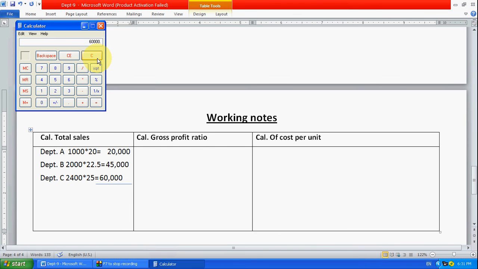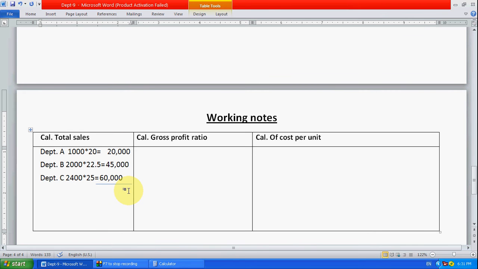Overall how much? 60,000 plus 45,000 plus 20,000, overall 1,25,000. So how much are we getting? We are getting 1,25,000. Now these 1,000, 2,000, 2,400 are the purchase units, so we have already multiplied them with the sales cost per unit. So the overall amount is 1,25,000.